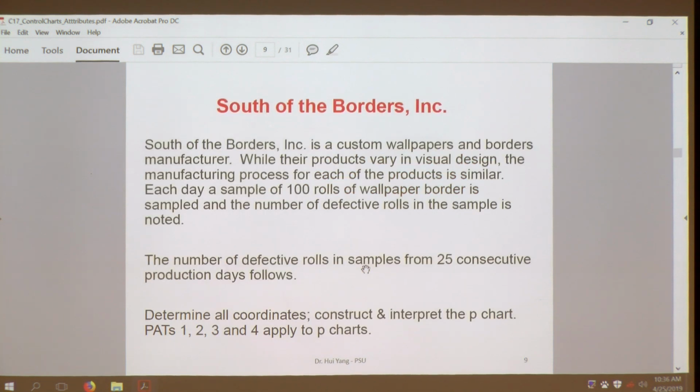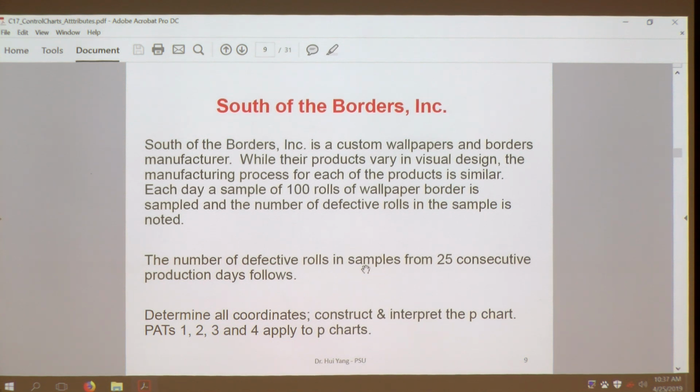Now, South of the Borders Inc. is a custom wallpaper and borders manufacturer. While their products vary in visual design, the manufacturing process for each of the products is similar. Each day, a sample of 100 rows of wallpapers is sampled, 100 rows every day. The number of defective rows in the sample is noted. The number of defective rows in samples from 25 consecutive days follows.